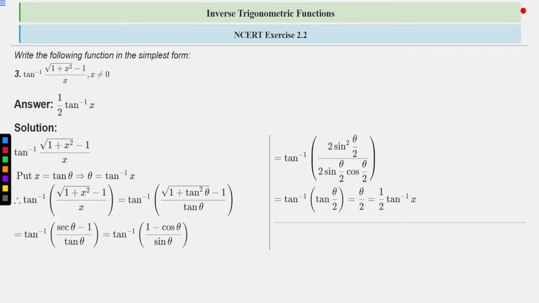Which is equal to C. Now we can convert 1 minus cos theta. 1 minus cos theta will be equal to 2 sin square theta by 2, right? We know the formula of 1 minus cos theta, which is equal to 2 sin square theta by 2.